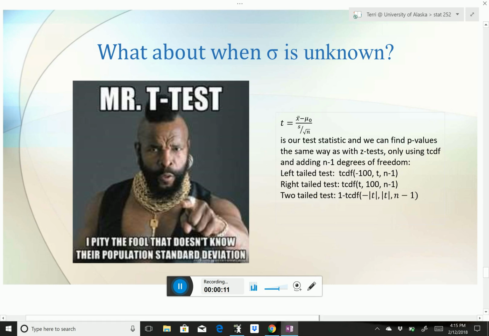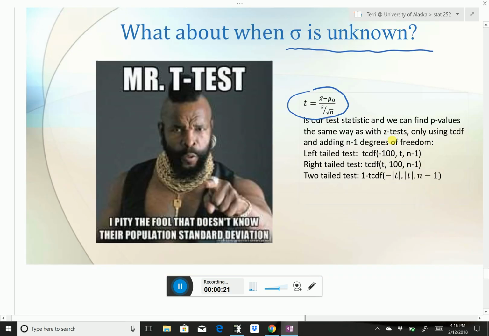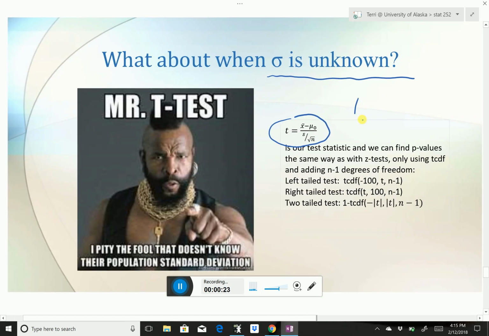Well, as you can guess, similar to what happens in confidence intervals, we're also going to do the same thing, only now we're going to do a t-test instead of a z-test. So t is x bar minus mu naught over s over the square root of n.